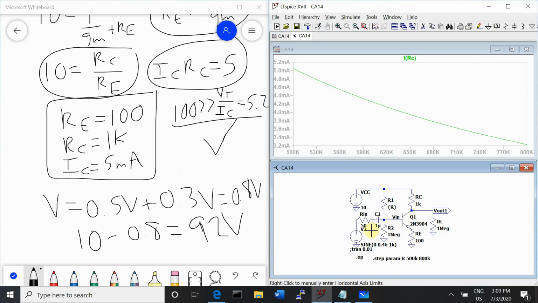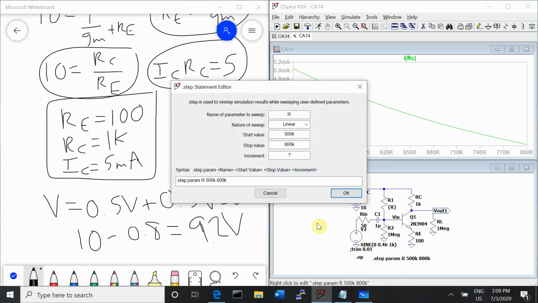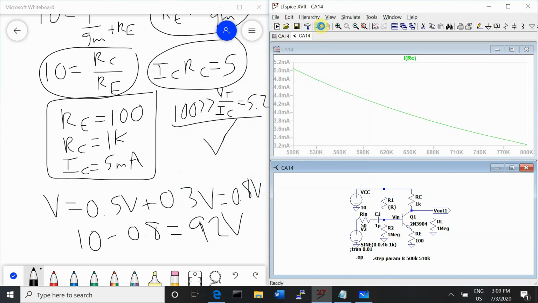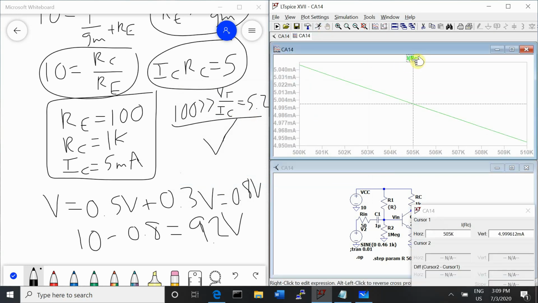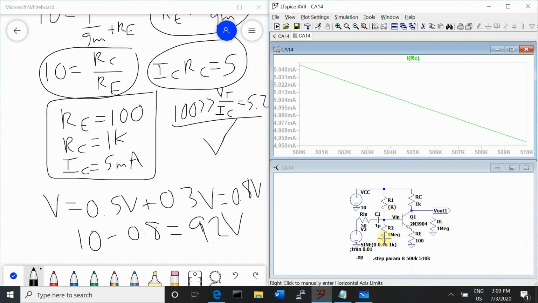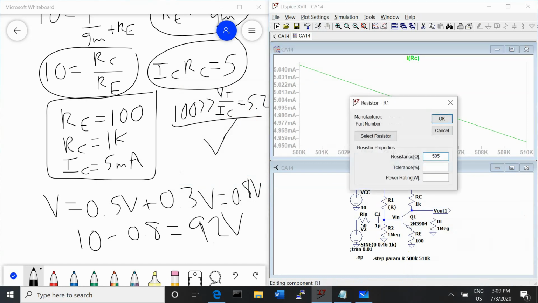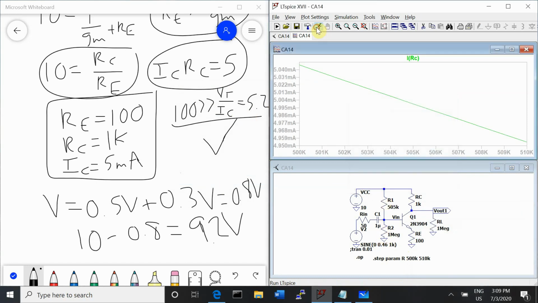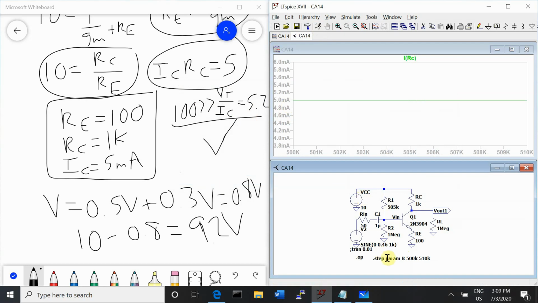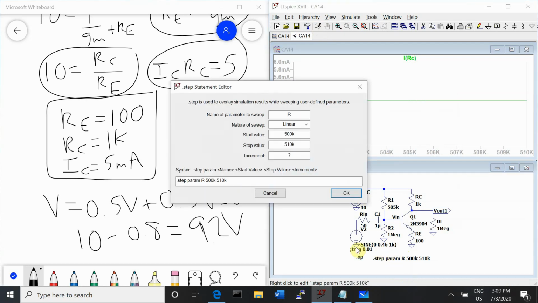And it's pretty close to 500. So we'll sweep from 500 to 510, and then we'll measure it. It looks like it's right there at 505K, because it's our 5 milliamps we're looking for. So we'll set this to 505K. And that looks really good. So we'll switch back over to our transient analysis.